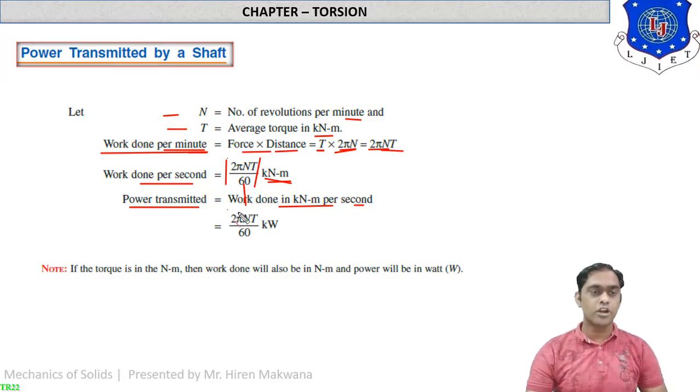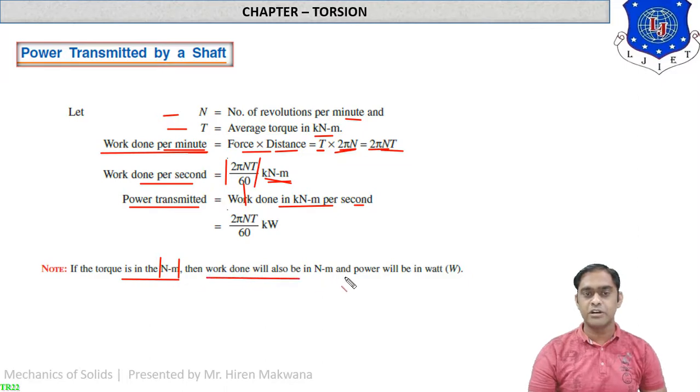Here it is written that if the torque is in Newton meter, then the work done will also be in Newton meter and the power will be in watt. So remember the units also. This is the game of units and formulas.